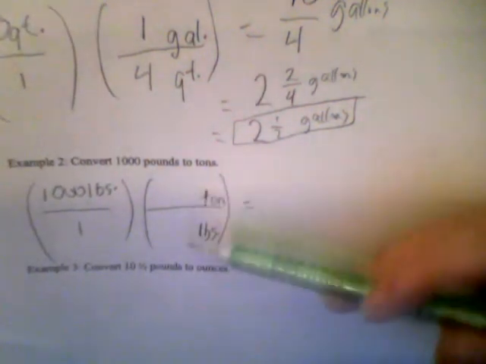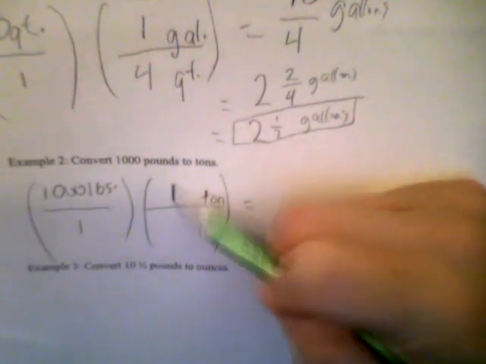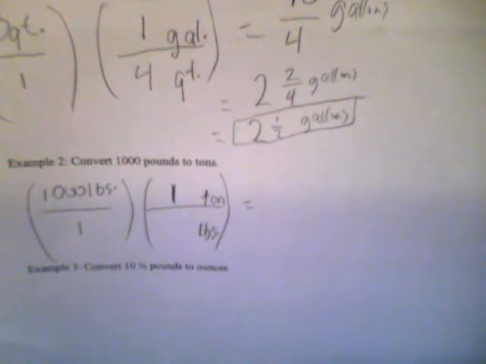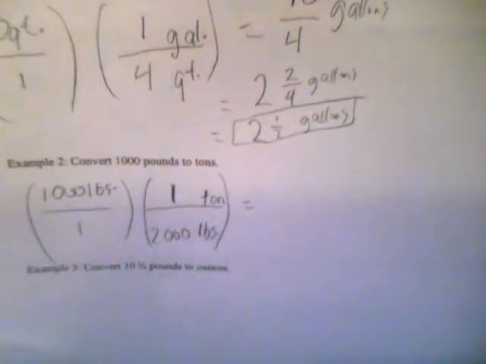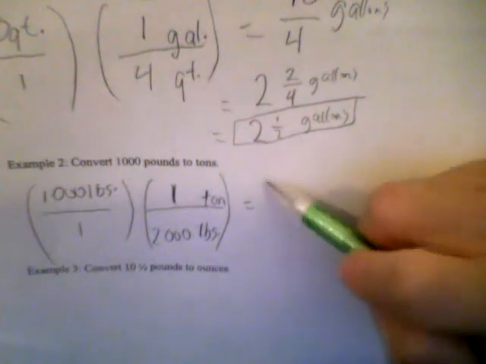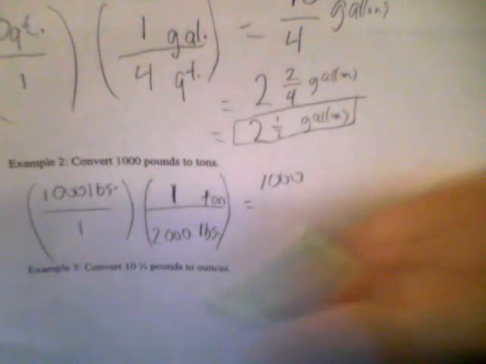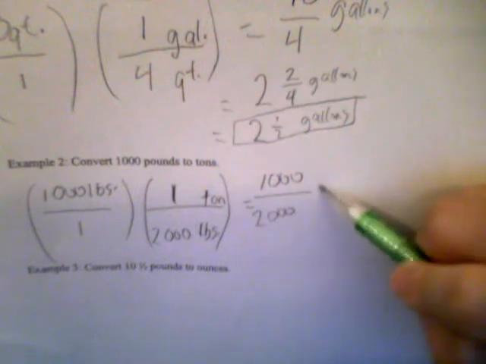Now I just have to fill in my numbers. Well, I know that 1 ton, so put the 1 with the ton, is equal to 2,000 pounds. So my 2,000 goes on bottom. Now just multiply my numerators and then multiply my denominators. 1,000 times 1 is just 1,000. 1 times 2,000 is just 2,000. So I have 1,000 over 2,000 tons.